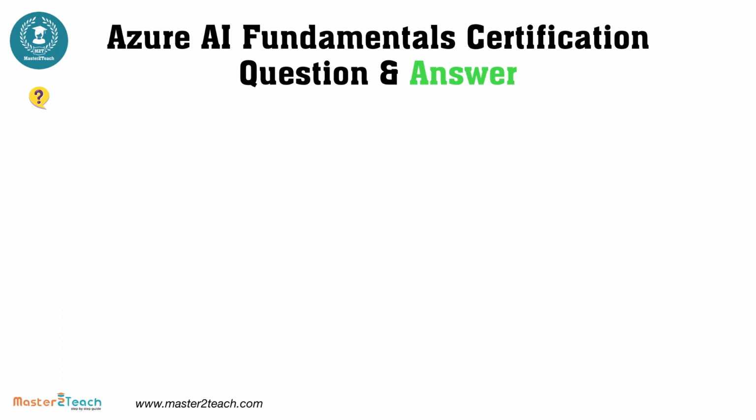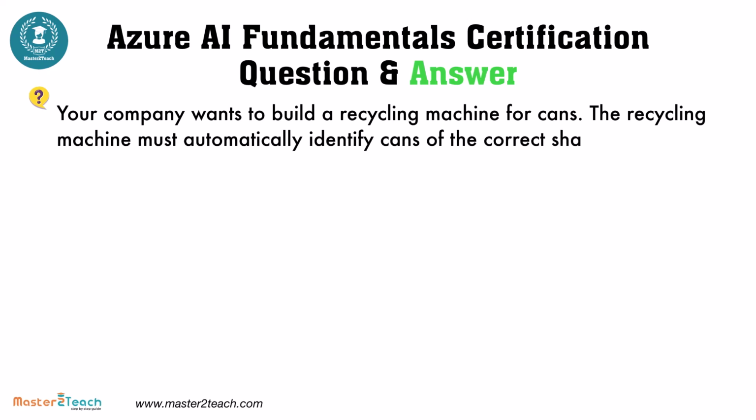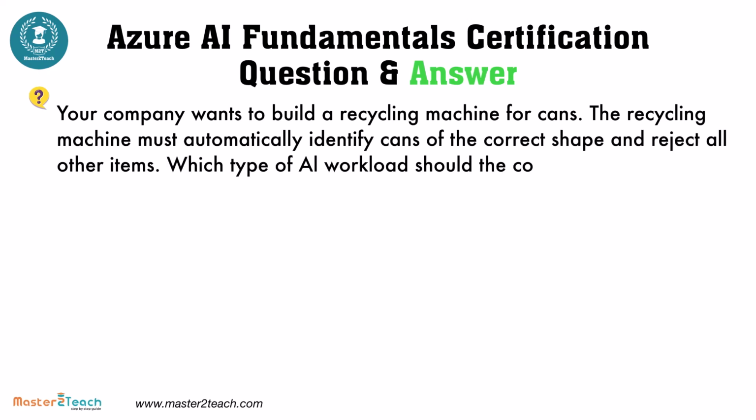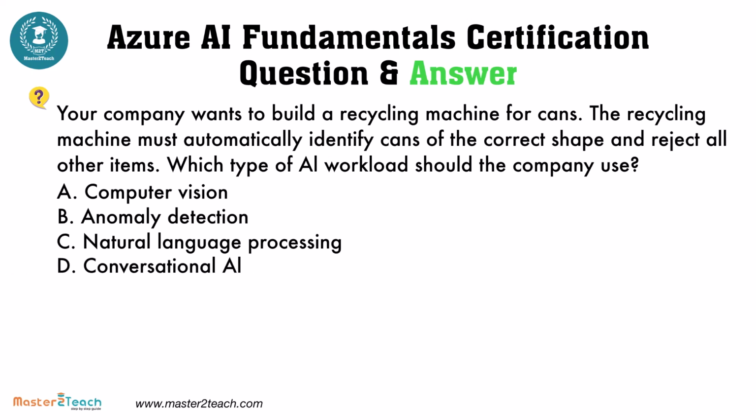Your company wants to build a recycling machine for cans. The recycling machine must automatically identify cans of the correct shape and reject all other items. Which type of AI workload should the company use? The options are A. Computer vision, B. Anomaly detection, C. Natural language processing, D. Conversational AI.